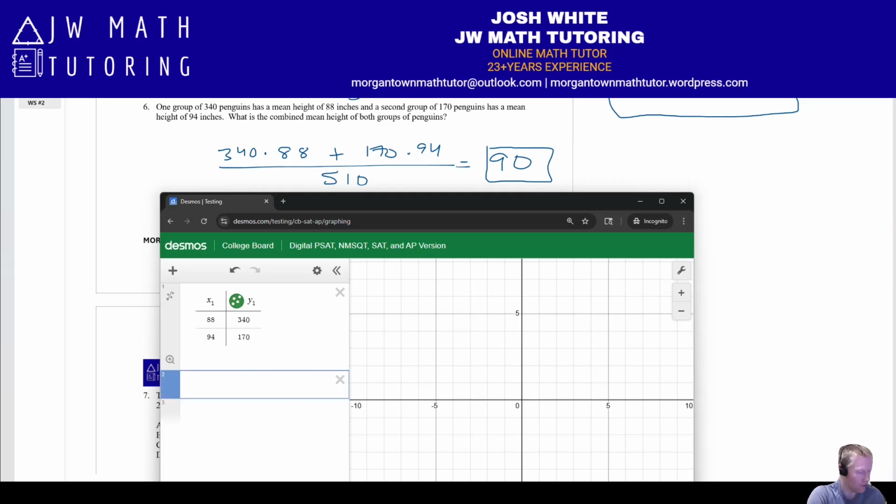Now what you're going to type in is total x1 times y1. That multiplies across each row and then adds the values up as you go down each row. Then you divide that by the total of y1, which is the sum down the y column, the total number of penguins. Notice we get the exact same answer, 90. This is how you can make a little frequency table, type this in, and it gives you the answer right away.